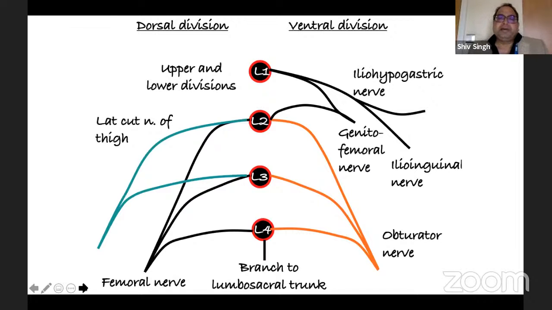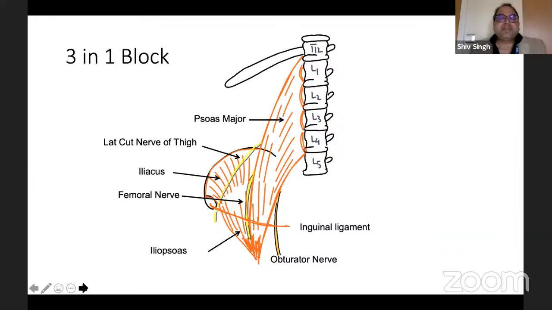Now, L1 divides into ilioinguinal and iliohypogastric nerve. Iliohypogastric nerve may also get a branch from T12. And L1, L2 forms the genitofemoral nerve. So even though iliohypogastric and ilioinguinal are not considered a part of lumbar plexus, they actually are, because they get some components from L1, L2. Okay, so that is the lumbar plexus.